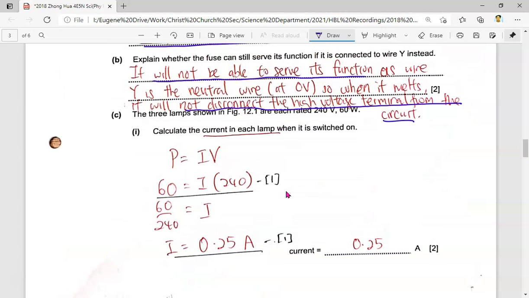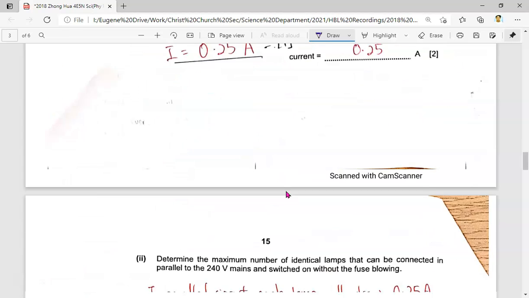Part C, 3 lamps are shown, each rated 240 volts, 60 watts. For one of the lamps, 240 volts, 60 watts, they want the current. So the current in each lamp, because this is the rating, I use the formula P = IV. Power is 60, current is what I want to find, voltage is 240. If you do your substitution and math, you get 0.25 ampere.